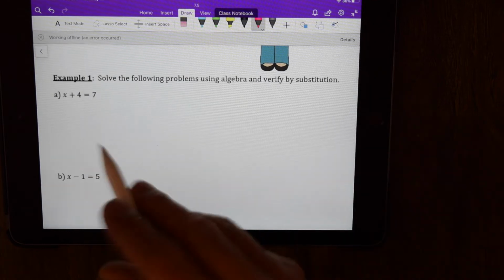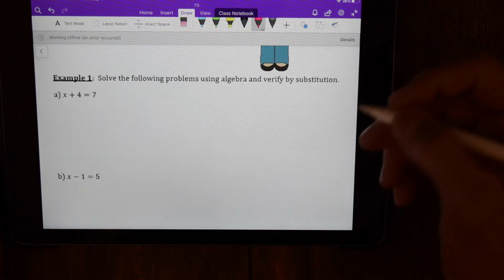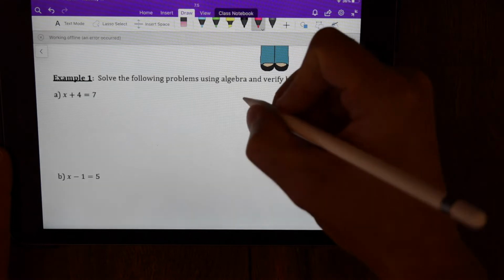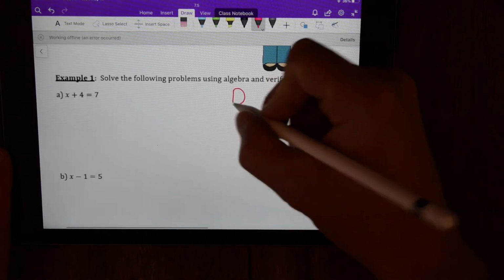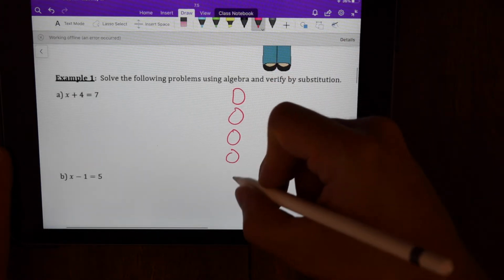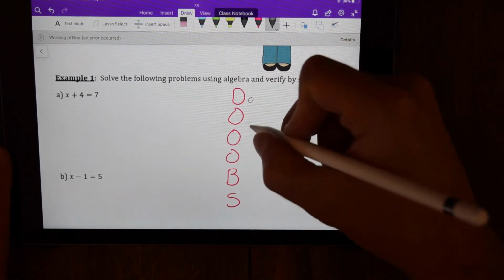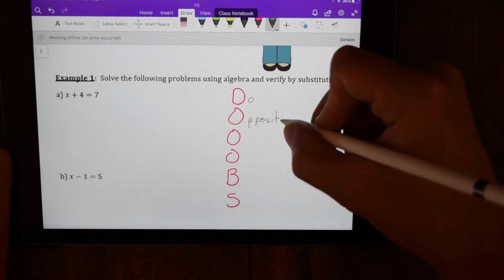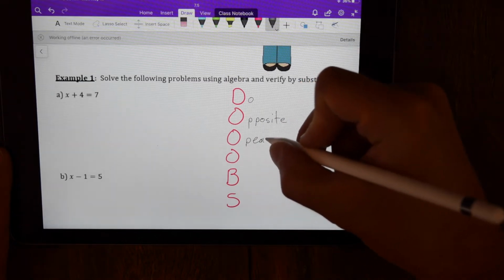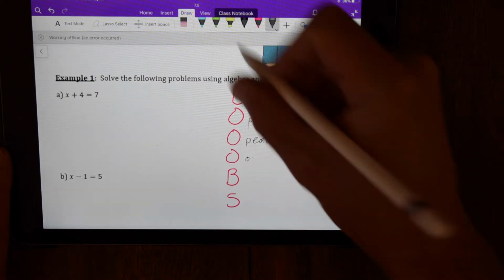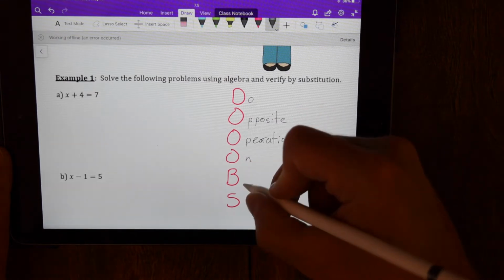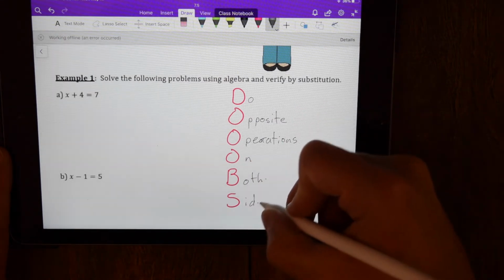So before I solve the examples, I want to just remind you of something I mentioned earlier. That was Mr. New's acronym. It was DOOBS with 3 O's. What does that stand for? It says do opposite operations on both sides.